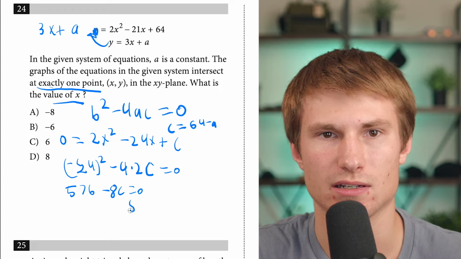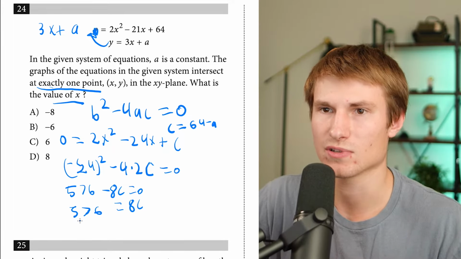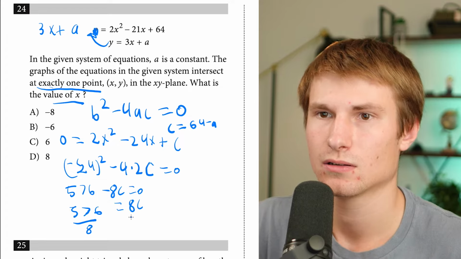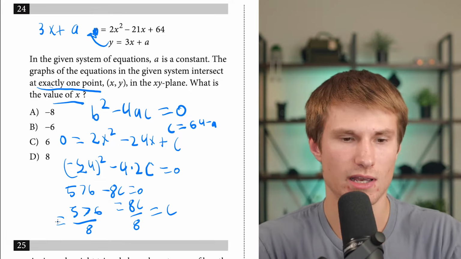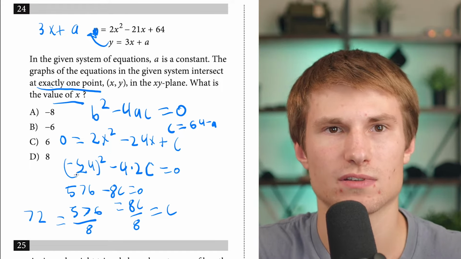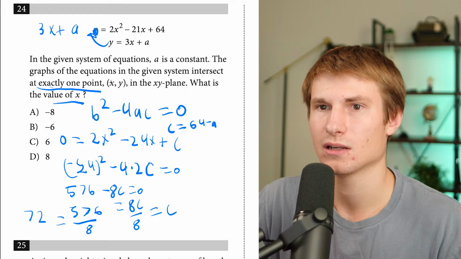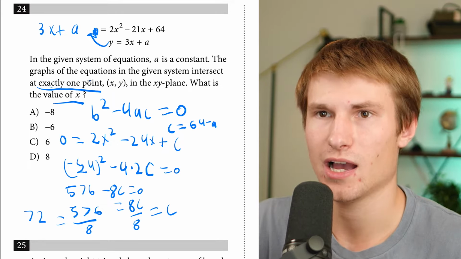We add 8c to each side. 8c is equal to 576. From there, we'll divide both sides by 8. That's going to equal c. 576 over 8. Let's see what that's going to get us. That'll give us 72 as the value of c. Now, keep in mind that we need to ultimately answer it with the value of x here.